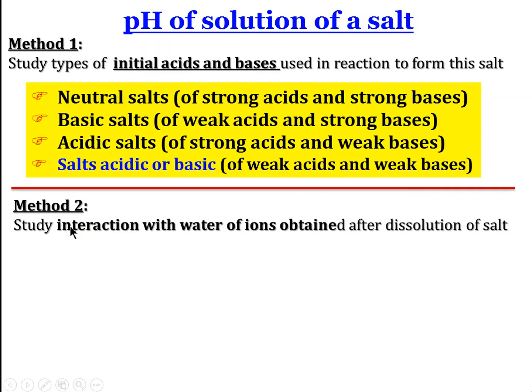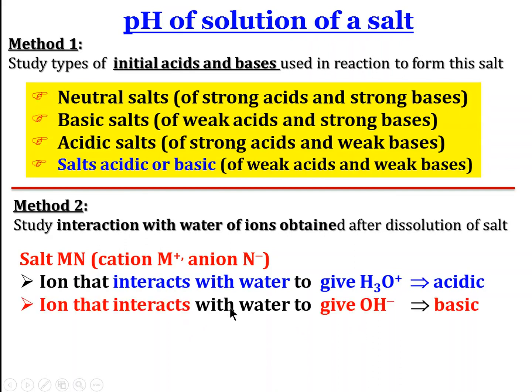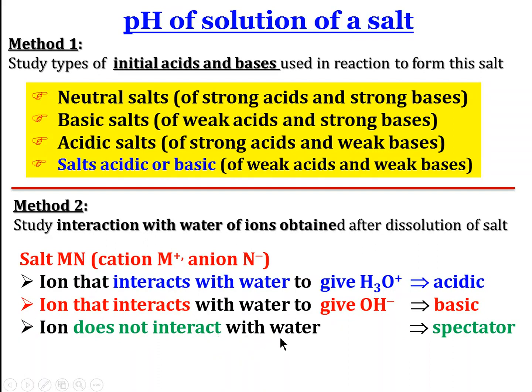Method number 2, to calculate the pH of a salty solution, is to study the interaction with water of ions obtained after the dissolution of the salt. For example, consider a salt MN, with the cation M+ and the anion N-. If the ion that interacts with water gives H3O+, the solution obtained will be acidic. And if this interaction releases OH-, the salty solution obtained will be basic. And if the ion does not interact with water, so it does not release H3O+ nor OH-, this ion is a spectator and the solution will be neutral.